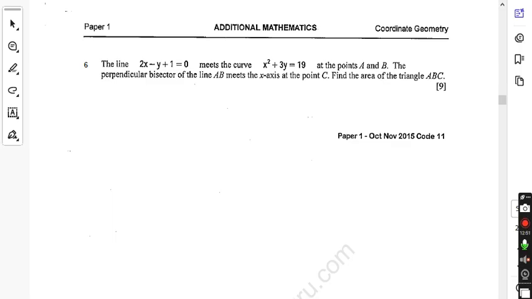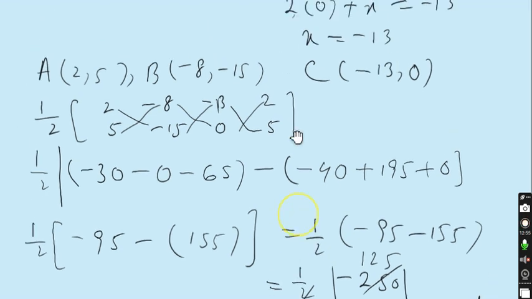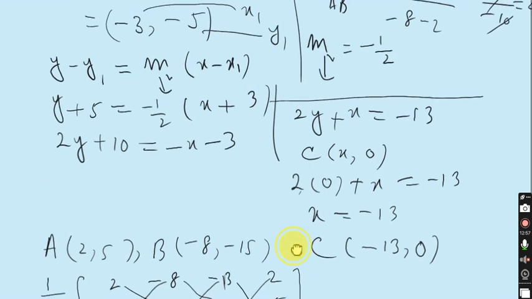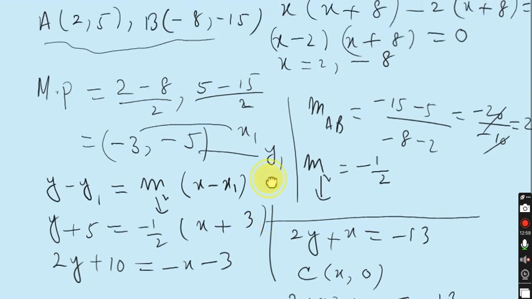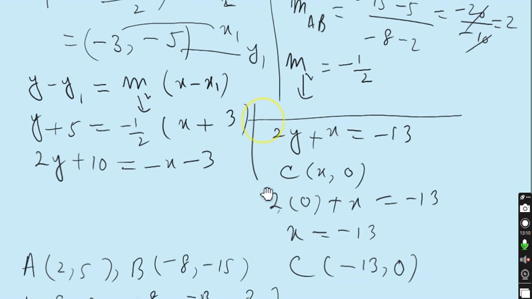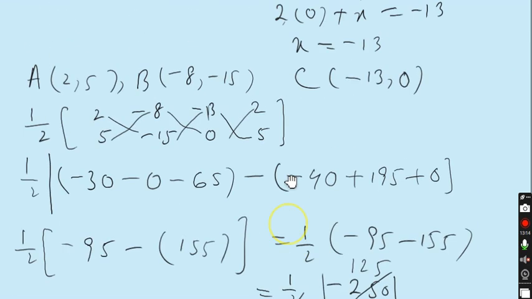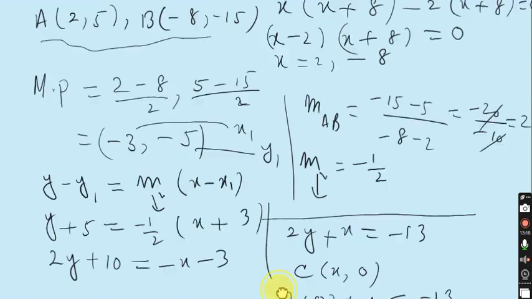Student, this question has 9 marks because lots of working is needed. You can see, first find the coordinates of A and the coordinates of B, then find the perpendicular bisector of AB, then find the coordinates of C, then find the area of the triangle. So I hope you completely understand this question.